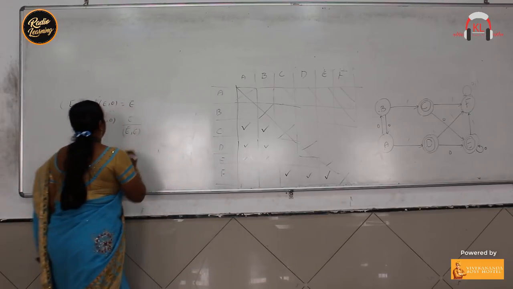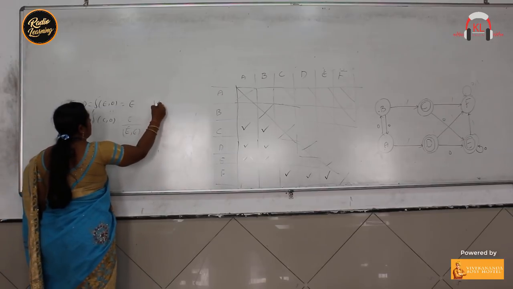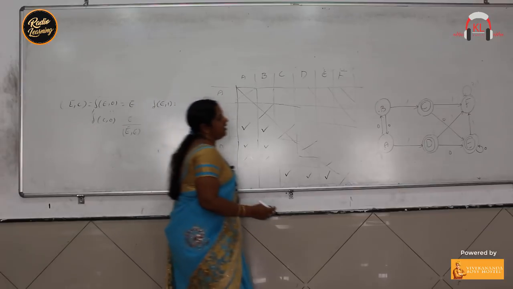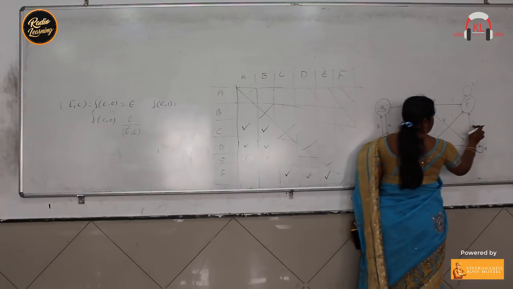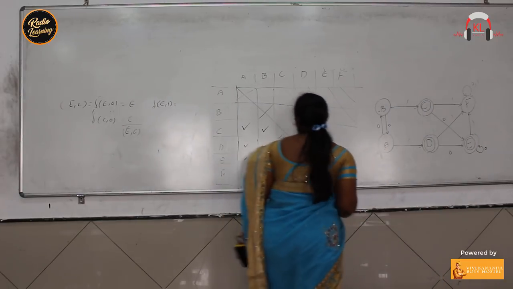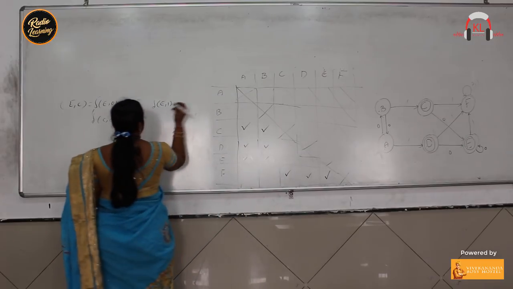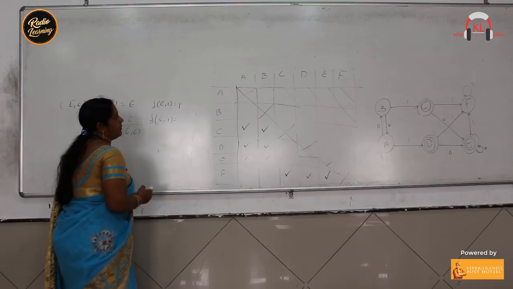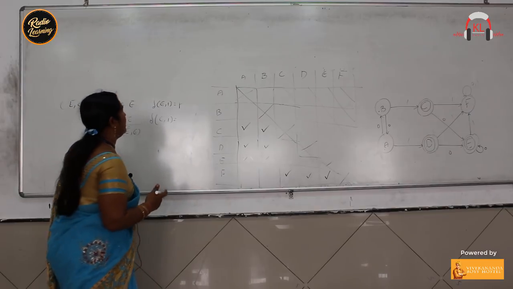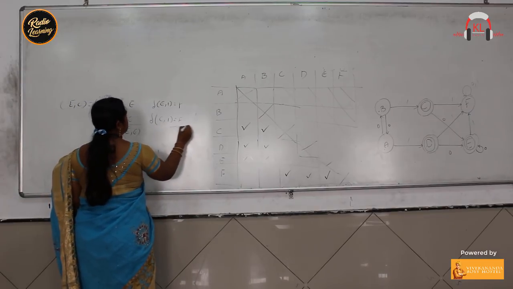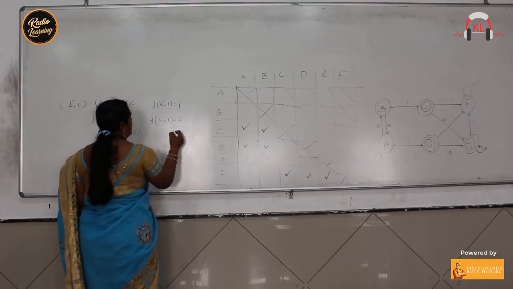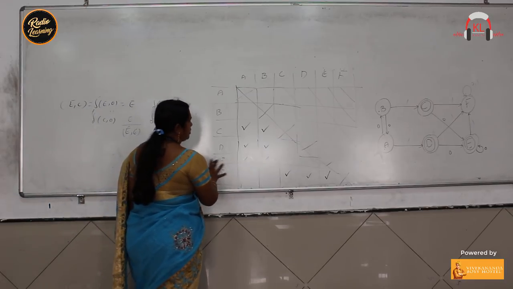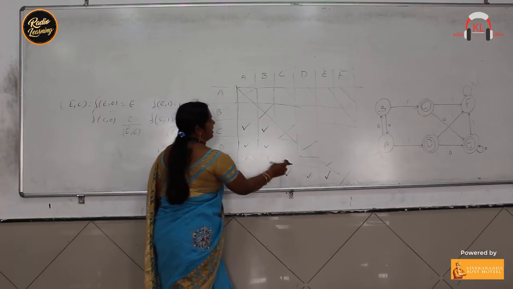So I'm going for the next, delta E comma 1. What is after reading 1? E after reading 1 is going for F. I'm writing here F. Then delta C comma 1. C after reading 1 is going for F. So I'm getting again F comma F. Here E comma E, F comma F. There is no such type of pair. So I'm not marking anything in E comma C.